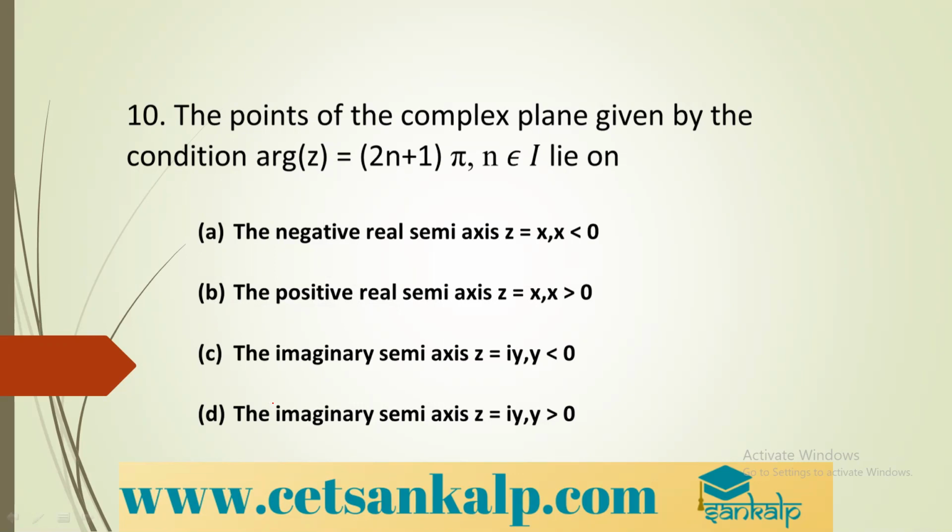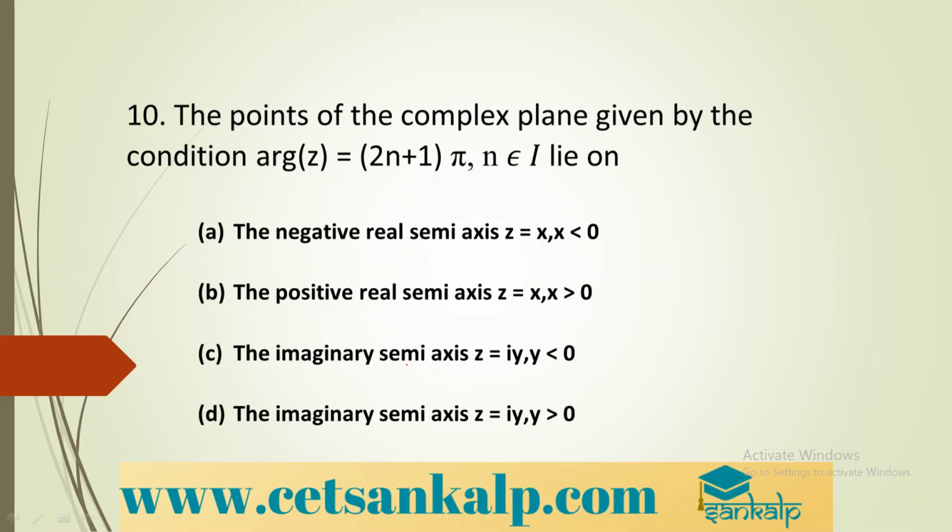It says the points on the complex plane given by the condition argument of z equal to (2n plus 1) pi. Remember, n belongs to the set of integers. So based on this, you have to say which option is correct. For that, first we have to start with argument of z.